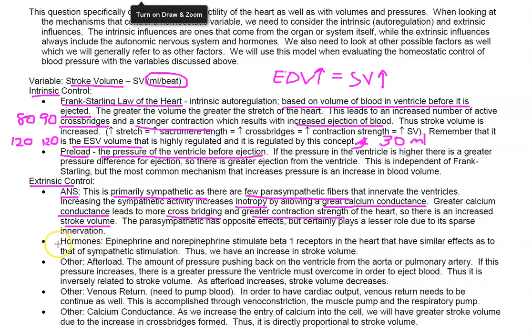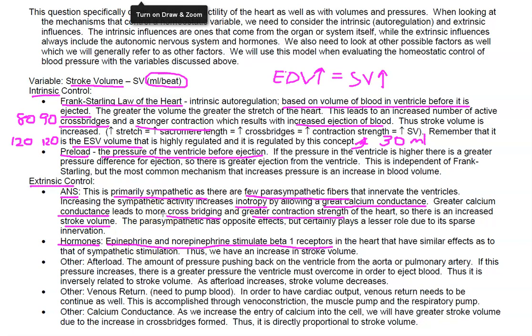From the hormone perspective, extrinsically, I sort of mentioned this a minute ago, all of the hormones that we know of in the human body stimulate the heart to increase. Okay, so again, our epinephrine and norepinephrine stimulate beta 1 receptors. So those are our sympathomimetics, right? They mimic the sympathetic nervous system, and therefore they do the exact same thing that the sympathetic stimulation does.